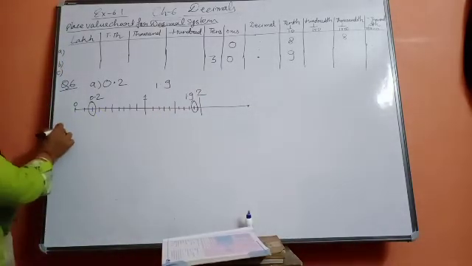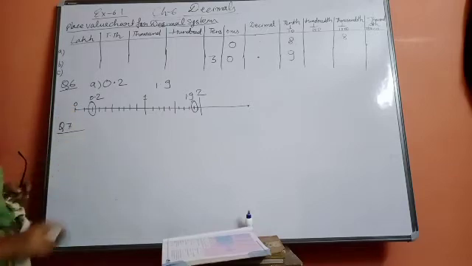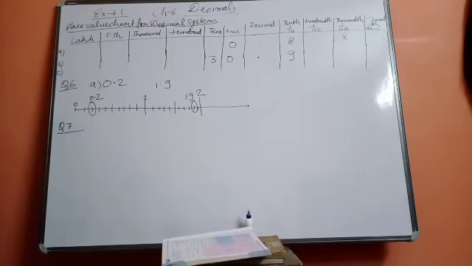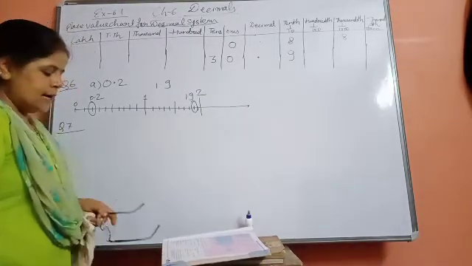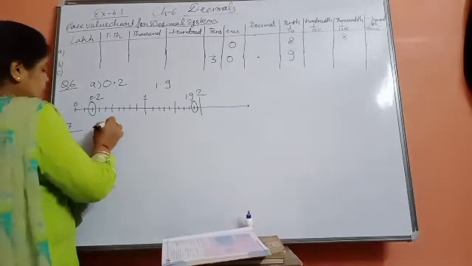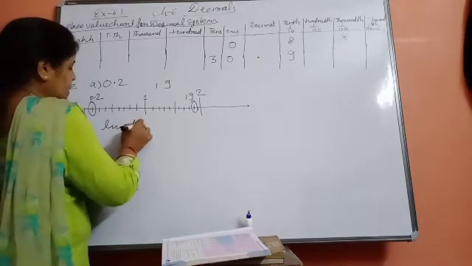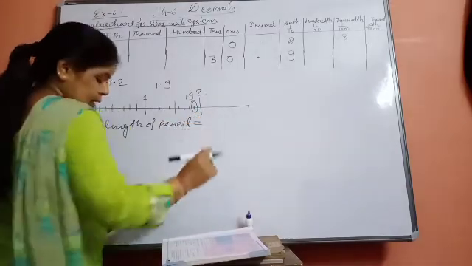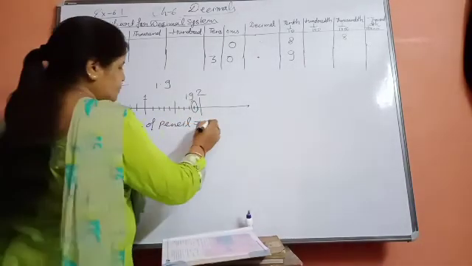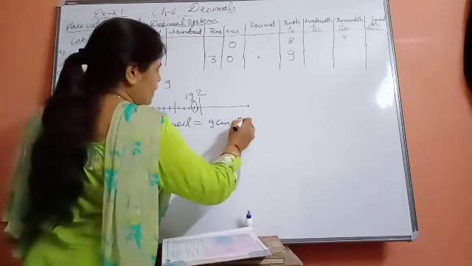Okay, now come to question number 7. See what the question is. The length of Naveen's new pencil is 9 centimeter and 5 millimeter. What is the length of the pencil? Length of pencil is equal to 9 centimeter and 5 millimeter.